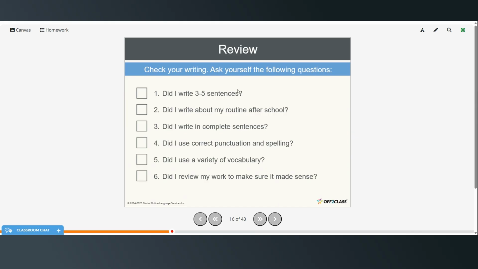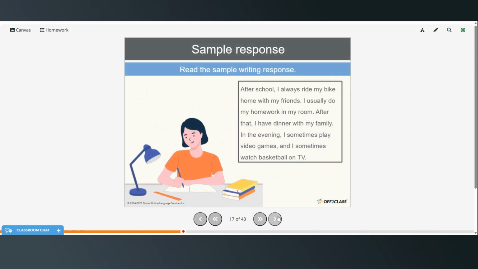And then you could look over your writing to make sure that you've looked at all the things on this checklist. And here's a sample response.